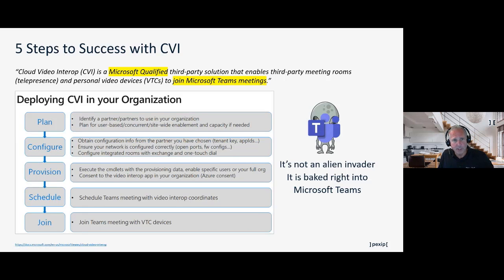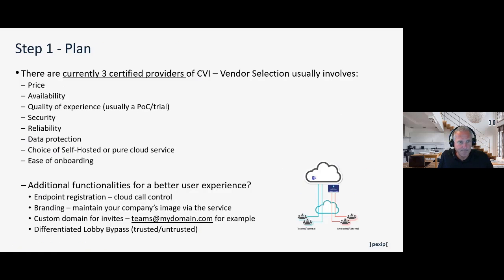Currently, there are 3 players who are providing CVI functionality. I'll run through each of these steps in order, calling out some of the expectations and some of the considerations for each one of those stages. Now, the 5-step plan here, deploying CVI in organizations, is actually taken from Microsoft documentation. There is a link to that at the bottom of the slide here. So I'm not reinventing this. I'm calling out, as I've already mentioned, that this is a function baked into Microsoft Teams.